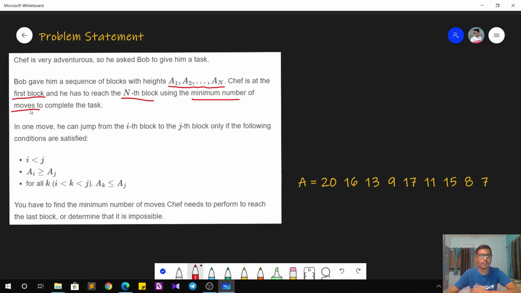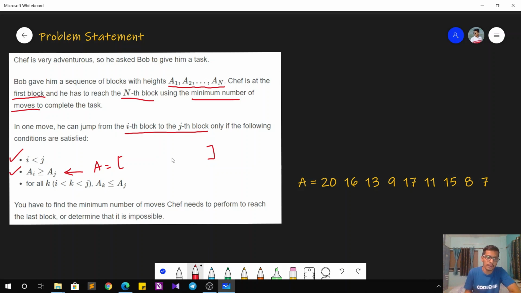Now, let's define what a move is. In one move, Chef can jump from the ith block to the jth block only if the following conditions are satisfied. There are a total of three conditions. First of all, if he is jumping from position i to j, i should be less than j. Second condition is that the height Ai should be greater than or equal to Aj. Remember, the heights can be obtained from the given height array. We have the height array with us initially given as input.